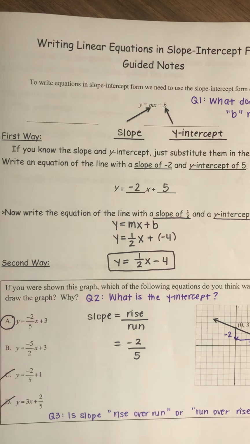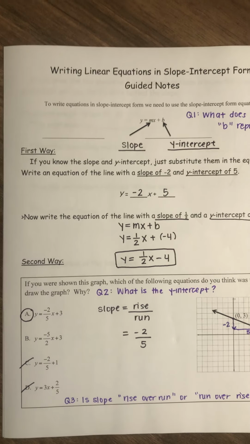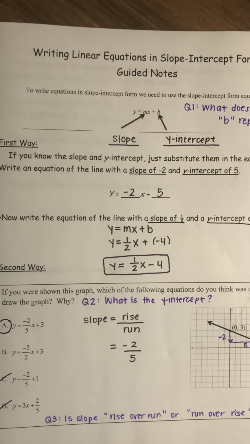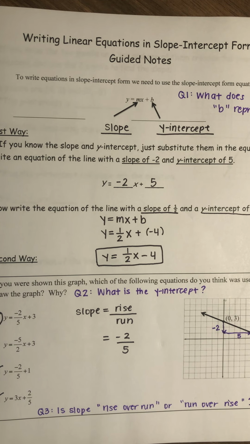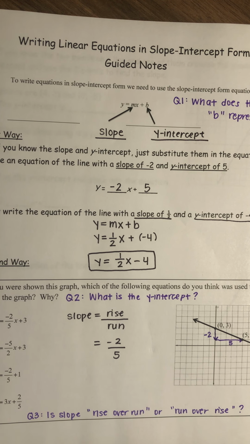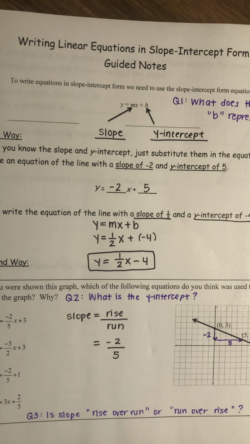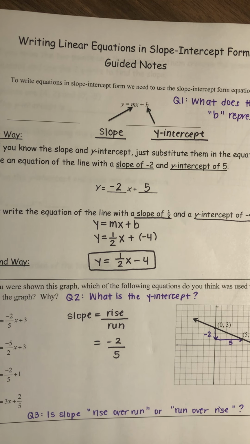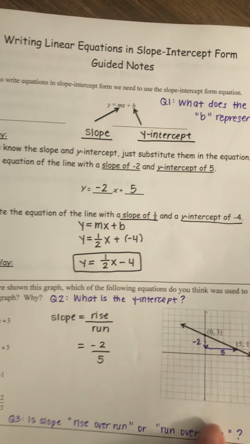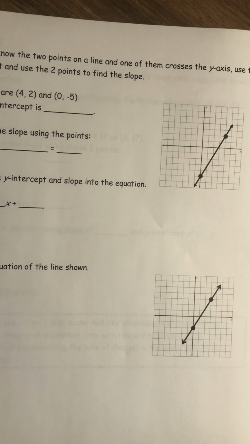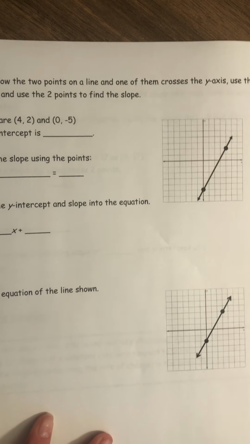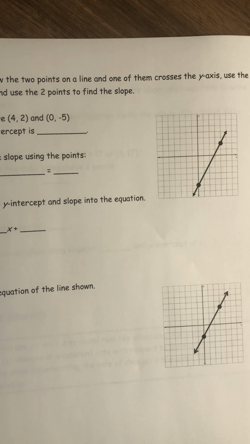Pause if you need to go over any of these sections or rewatch any of the sections so far so that you understand the first 2 ways of how to write linear equations in slope-intercept form. But first, let's go ahead and get some practice with that second method, okay?